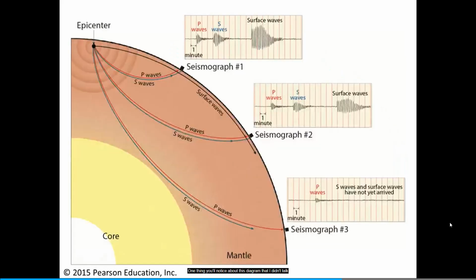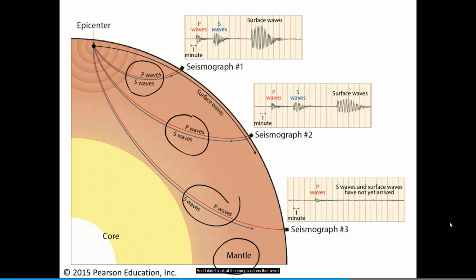One thing you'll notice about this diagram that I didn't talk about is that all of the body waves, the P waves and the S waves, are traveling through the mantle only, and I didn't look at the complications that result when they go down to the core mantle boundary. There they can refract, which means they change the orientation that they're moving at, or they can bounce off the core mantle boundary. There are additional complications with Earth's inner layers.